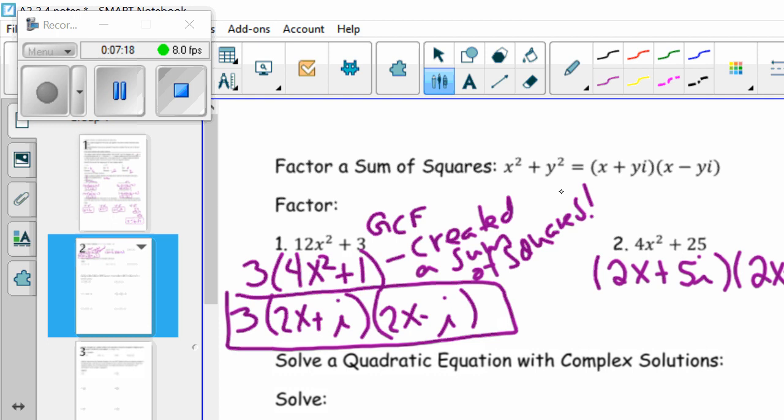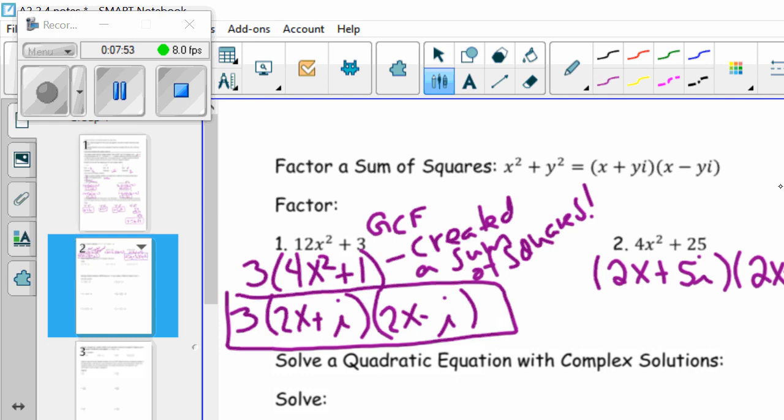Number 3, 8y squared plus 18. They're not perfect squares, so I look for a GCF. What do they both have in common? They both have a 2 in common. It's the biggest number we can take out. So we've got 2 times the parentheses 4y squared plus 9. Again, look at what I've just created: a sum of squares. So now I can factor that. The square root of 4y squared is 2y, plus the square root of 9, 3. But since it's a sum of squares, 3i. And then 2y minus 3i. So that whole thing is my answer.